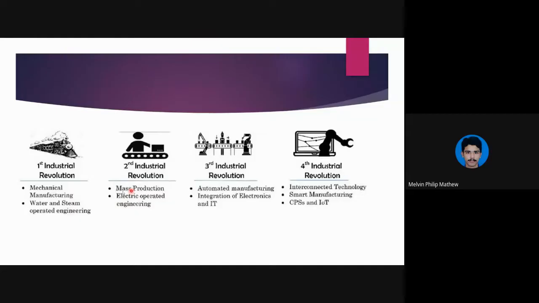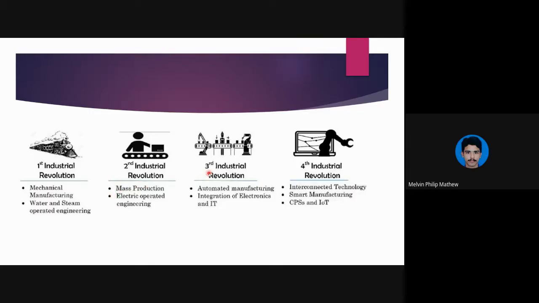And then the electrically operated engineering. In the first industrial revolution, the machines only took power, but in the second industrial revolution, we were using electrically operated machines also. So sufficient motors, generators, etc., were used in the second industrial revolution for increasing the mass production of the product.